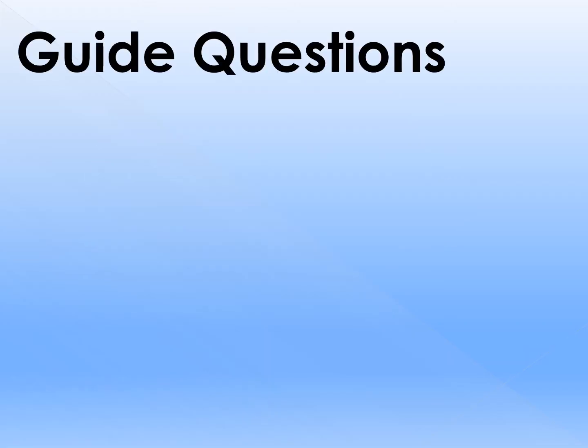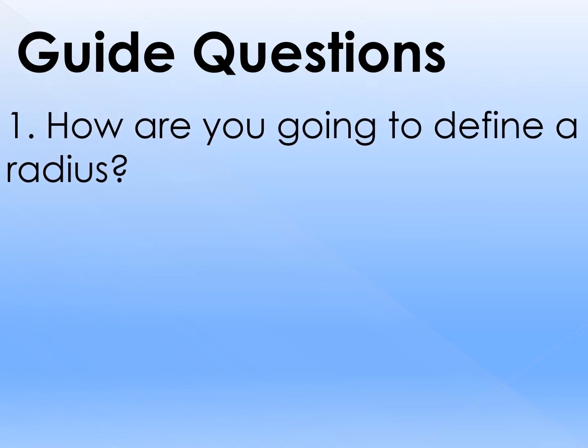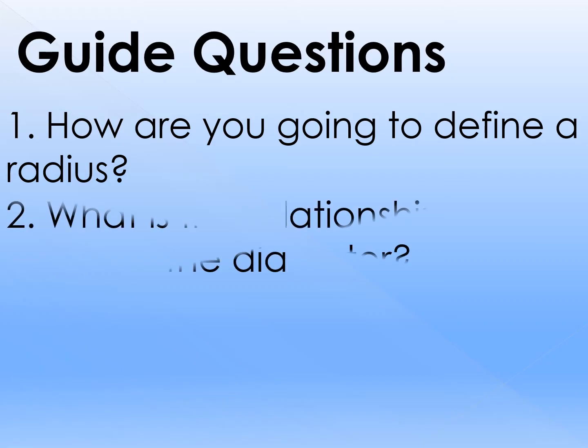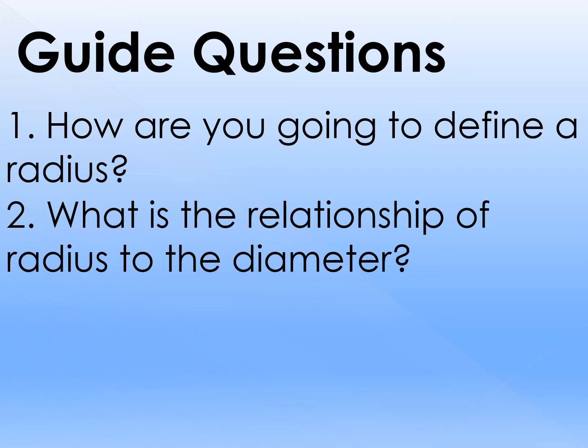Next, let's answer these guide questions. The first one is, how are you going to define a radius? I know you already know what a radius is. Okay, very good. A radius is a segment from the center up to any point on the circle. Again, once I say radius, it is a segment from the center to any point on the circle. And then for the second question, what is the relationship of the radius to the diameter?